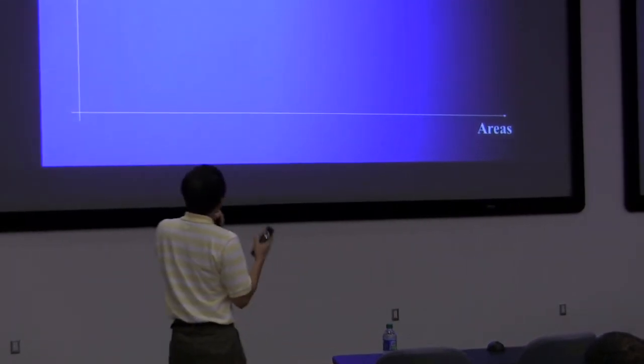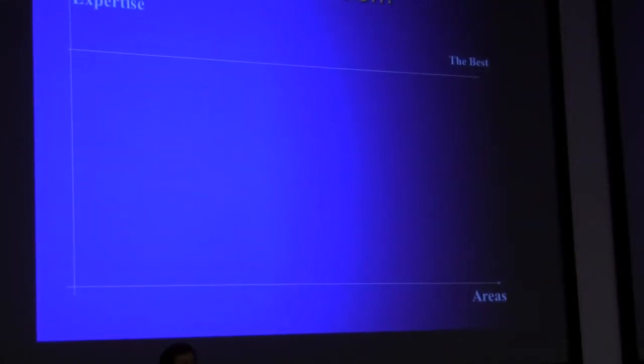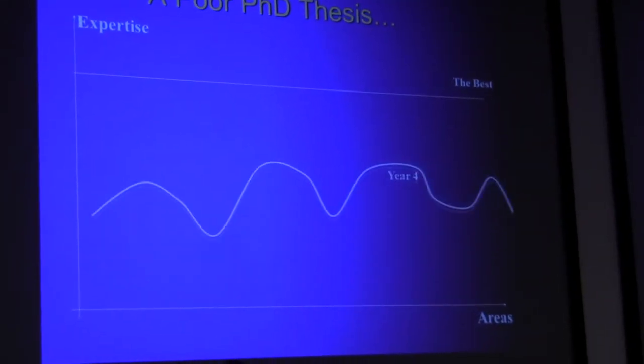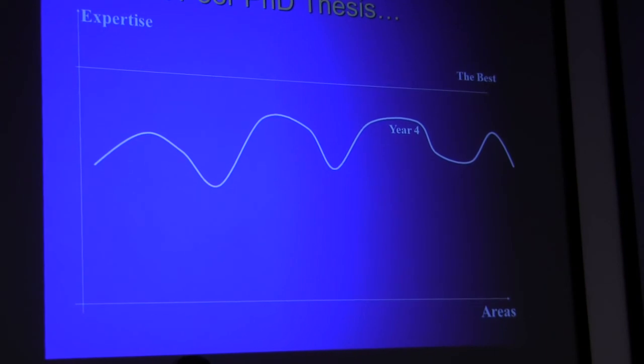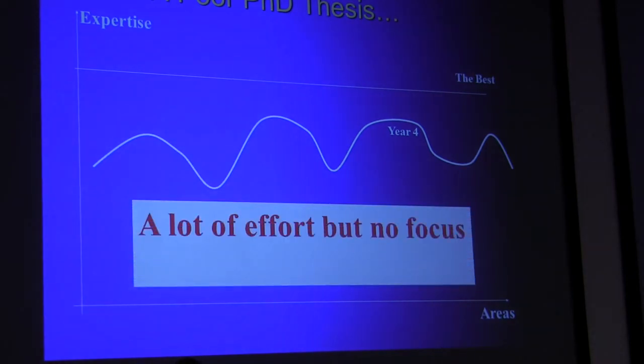I want to show you another way of doing a PhD thesis, which I think are called poor PhD theses. How about this student, for example? He or she did spend a lot of effort. You see, the area under the curve is large. But the problem of this is that there's no focus. This student may produce n master theses, but n master theses is not equal to 1 PhD.